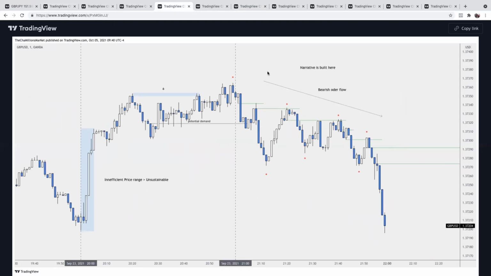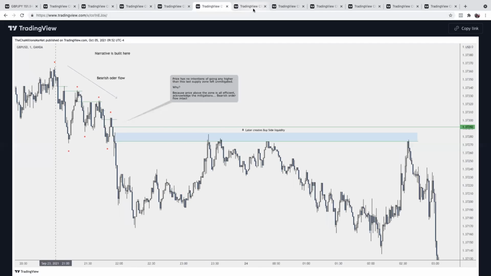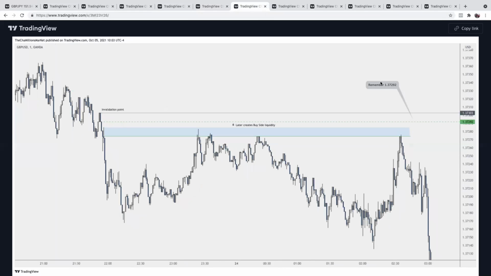What I do know is where the bearish order flow was. The same rules still apply, even if it's 2 days later. I don't want this interrupted for this point of interest to be valid. This does not need to be interrupted, right? So as I said here, I just put this, remember this, 1.37292.